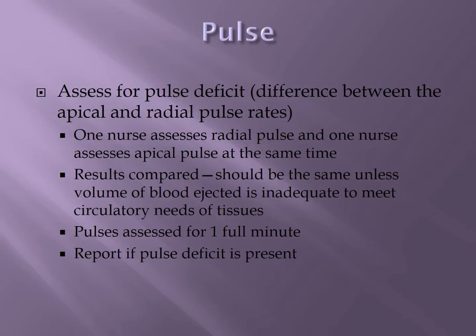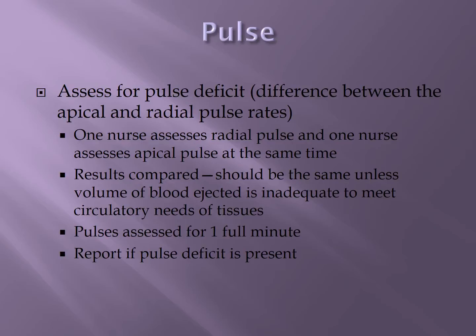Oftentimes, we have to determine if a patient has what is known as a pulse deficit. What this means is, what is the difference between what you got when you listened to the apical heart rate and what did you get as a rate when you assessed the radial pulse?